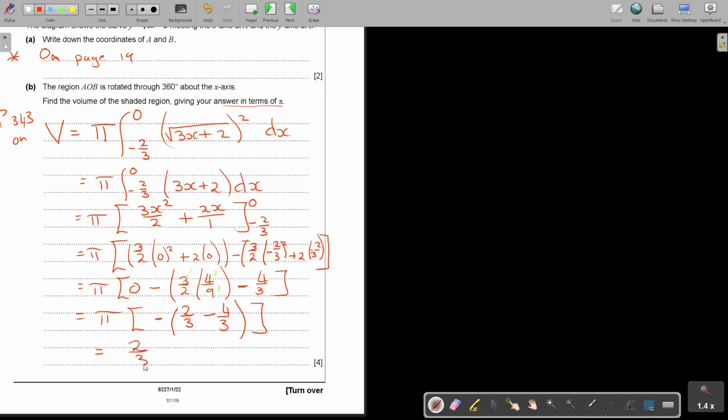2 over 3 pi units to the power of 3, because it's volume. So 2 over 3 minus 4 over 3. I'm just checking. So it was a negative inside, so it was actually like this. There's so many 2 over 3s, but then it turns into the positive value there. Okay, and this was my last question.